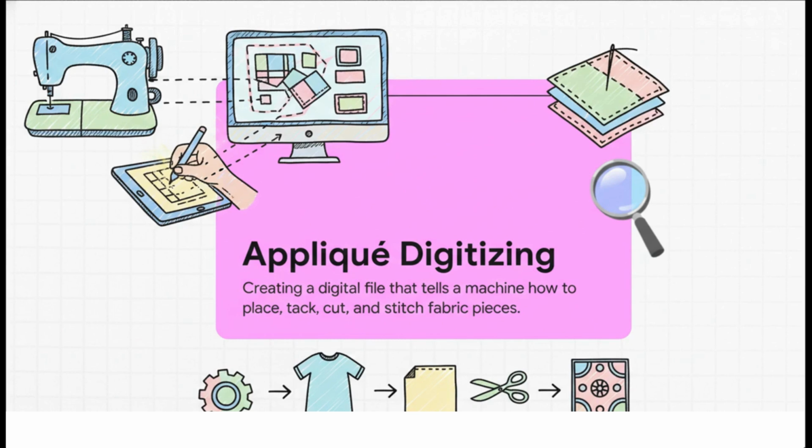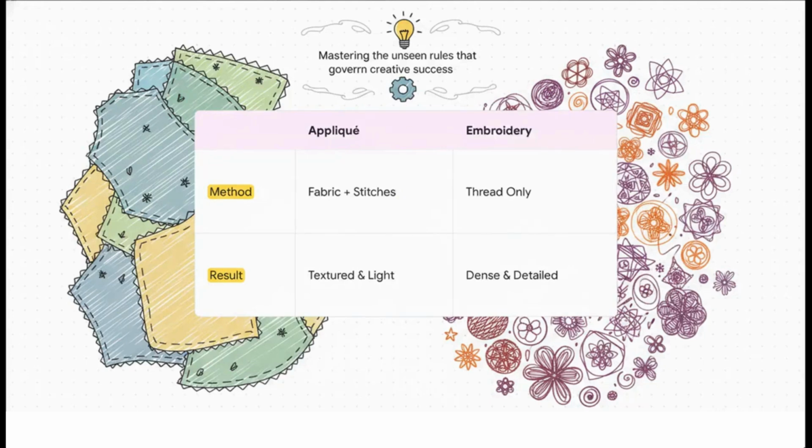You're literally translating a design into a set of commands that tell the machine exactly where to place the fabric, how to tack it down, and how to finish the stitches. Now, you've probably heard of embroidery. The key difference here is that embroidery builds up a design using nothing but thread. That can get really dense and it takes a lot of time. Appliqué, on the other hand, is smarter. It uses a piece of fabric for the big areas and then just uses stitches for the edges and the details. That makes it way faster, lighter, and it gives you that cool layered texture.